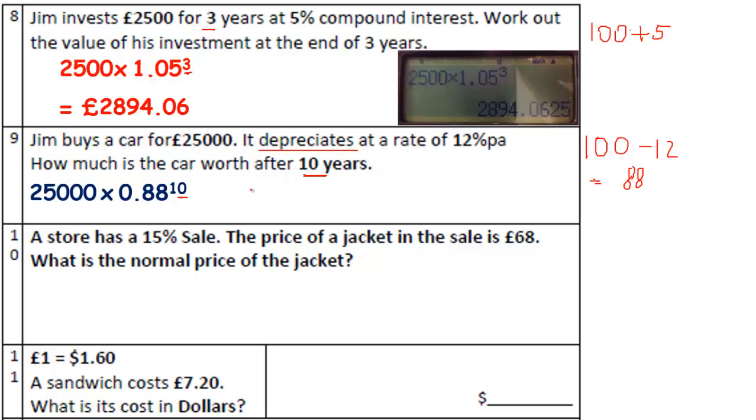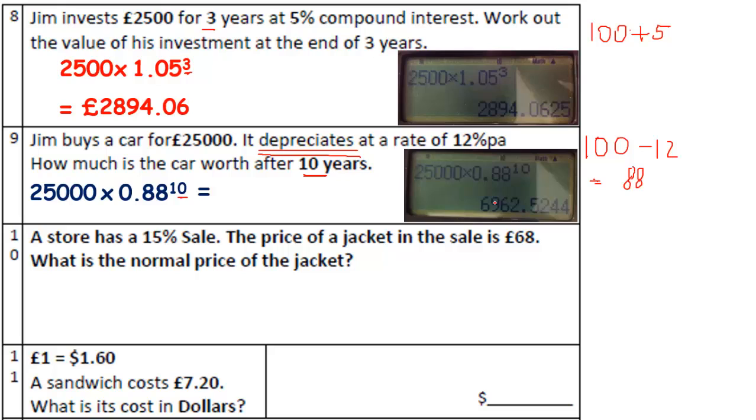Make sure you understand this and you can do it, and do look out for the word depreciation or depreciates. When you put this onto your calculator, right, same technique as before, make sure you're very careful with it. It's going to be £6,962.52. Okay, so do think about this question. Make sure you are able to do it.